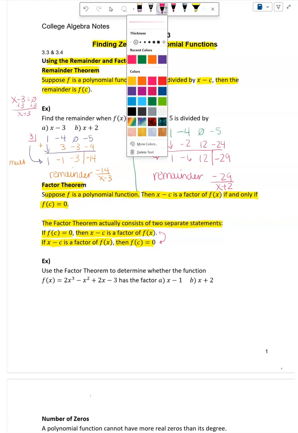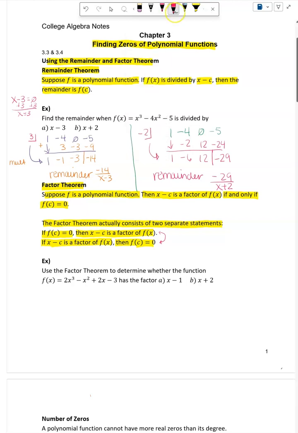Okay, let's look at this. So we're going to use the factor theorem. I just picked the wrong one. Use the factor theorem to determine whether the function f of x equals 2x cubed minus x squared plus 2x minus 3 has the factor x minus 1 and x plus 2.